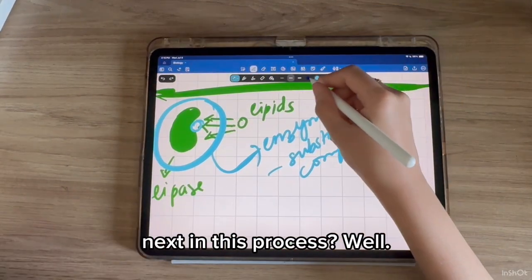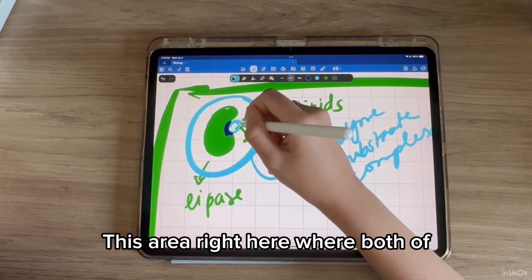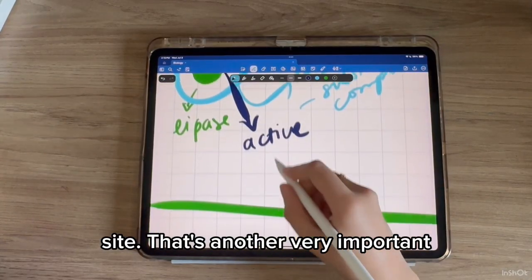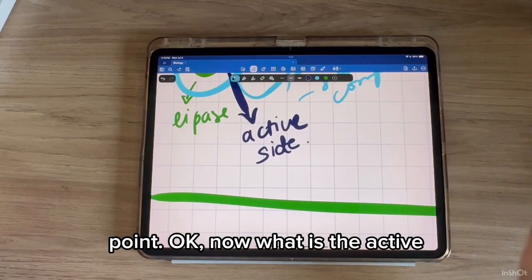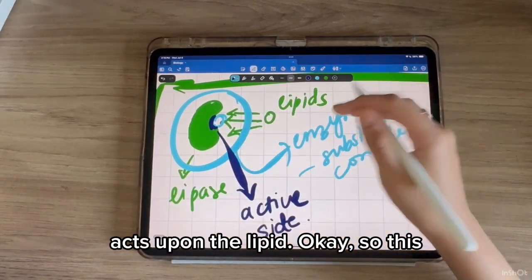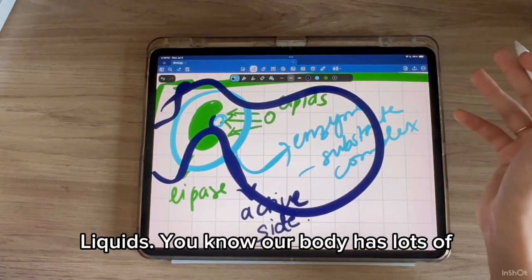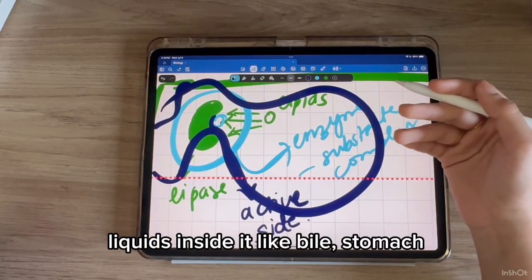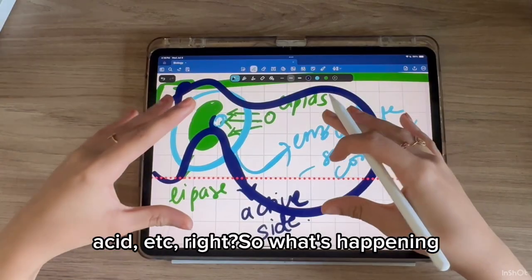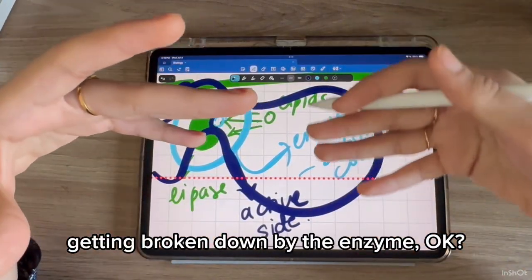Now, what happens next in this process? This area right here where both of these meet is also called the active site. Another very important point. Now what is the active site? That's the place where the enzyme acts upon the lipid. This is in between a whole sea of liquids. Our body has lots of liquids inside it, like bile, stomach acid, etc. So what's happening over here is that the lipid is getting broken down by the enzyme.